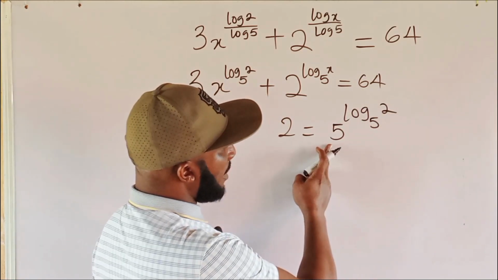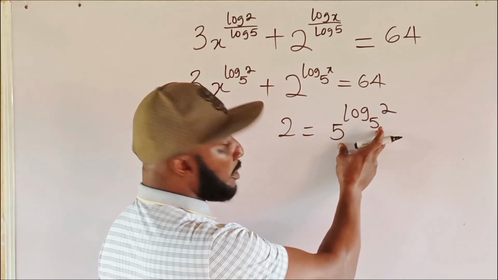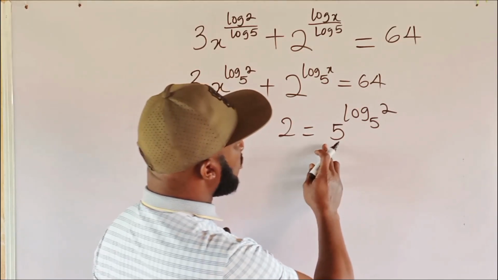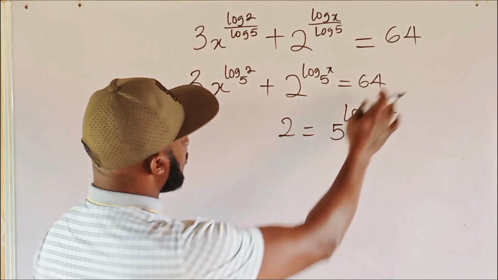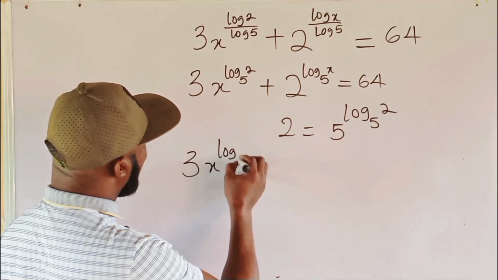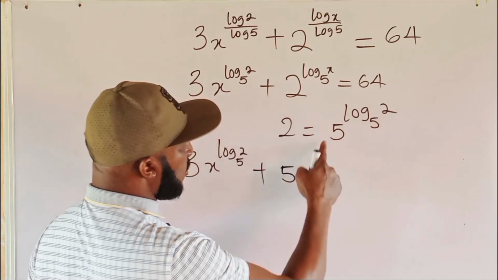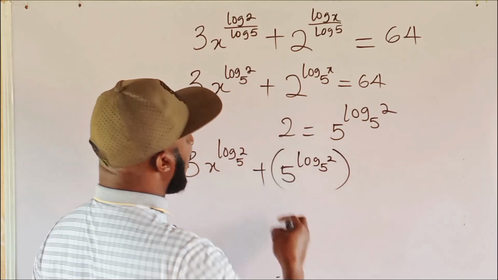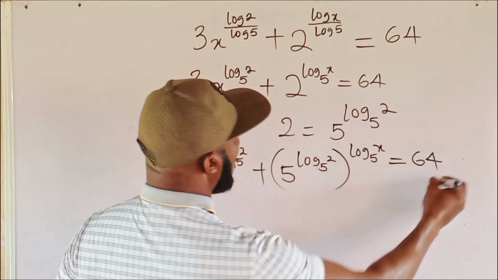Knowing fully well that 5 is an exponential, logarithm to base 5 is the inverse mathematical operation that will cancel out to give the argument. So in place of 2, I will substitute 5 raised to log to base 5 of the argument 2. So I will then rewrite this equation as 3 times 5 raised to the power of log to base 5 of the argument 2, plus, in place of 2, I'm writing 5 raised to log to base 5 of the argument 2, all raised to the power of log to base 5 of the argument x, everything equal to 64.